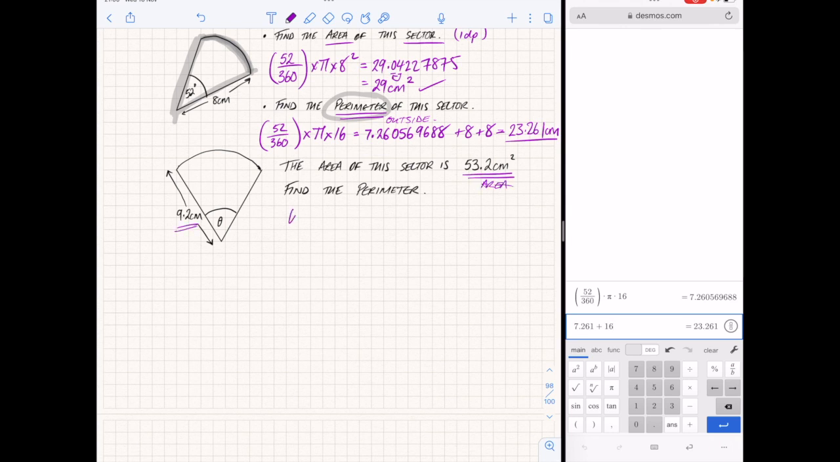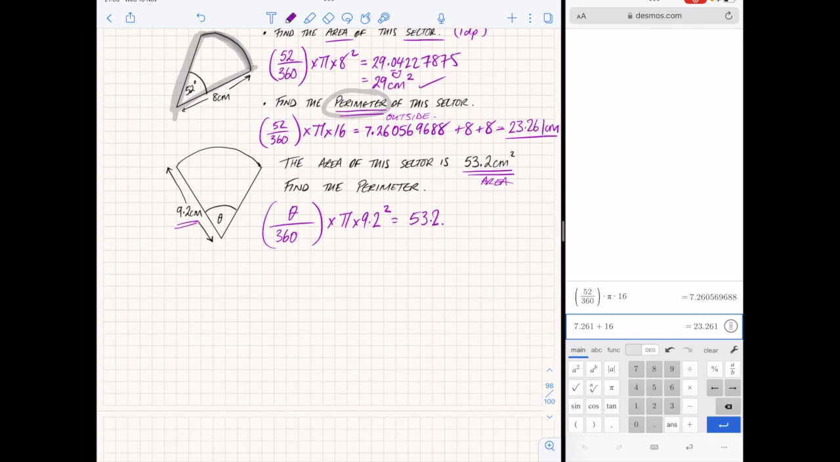So thinking about my formula, I've got angle over 360. Don't know the angle, but I do know it's over 360. Times pi times the radius, which is 9.2 squared, will give me the area. And I know now that the area is 53.2. So that's all the information I've been given. What I now need to do is rearrange this to find this part. I'm ignoring this last part of the question at the moment.